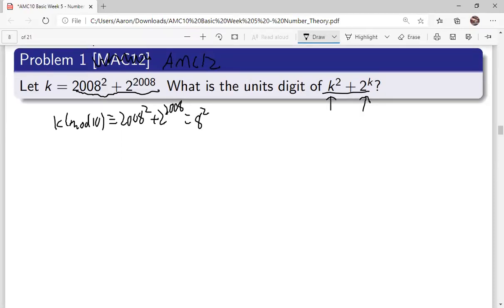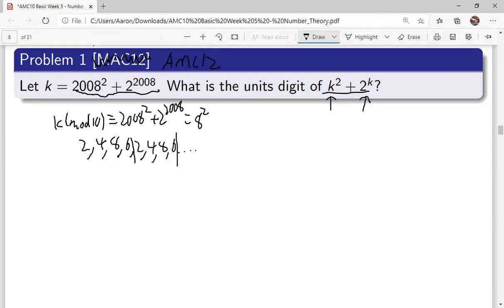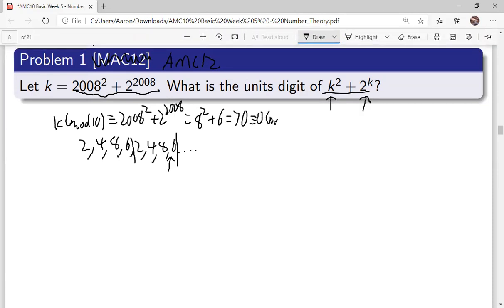As for 2, you can list out the powers of 2 mod 10: 2, 4, 8, 6, 2, 4, 8, 6, and so on. So it repeats every 4 digits. And 2008 is in the 4th digit of a cycle. So it's 8 squared plus 6, and this equals 70, which is congruent to 0 mod 10. And so the unit digit of k squared is 0.